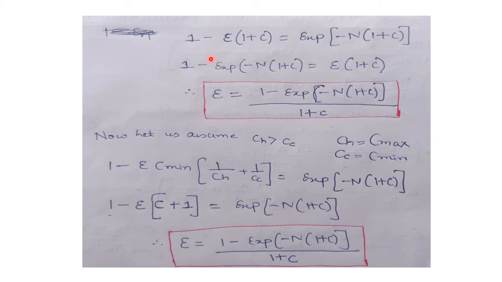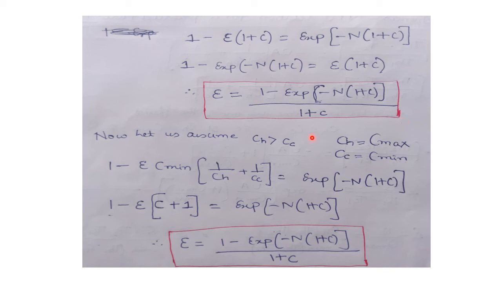So by solving this equation, 1 minus exponential of minus N times (1 plus C), I have taken this term to the right side. By solving this equation for effectiveness, I am going to get the final expression in this form: effectiveness equals 1 minus exponential of minus N times (1 plus C), divided by 1 plus C. So this is the effectiveness for the parallel flow heat exchanger.